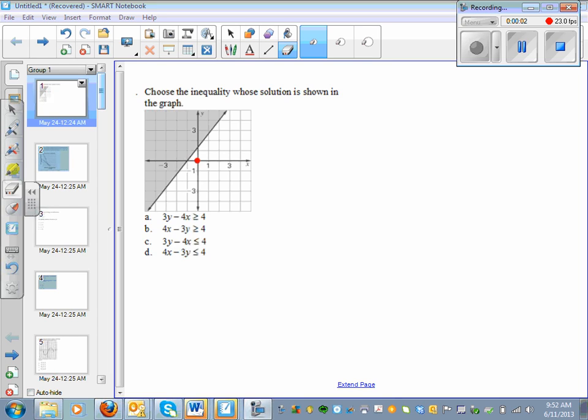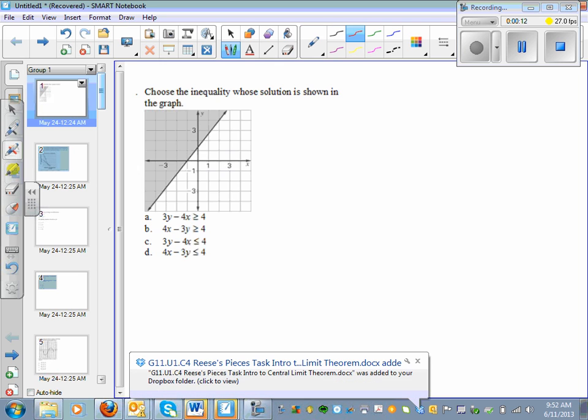All right, this is problem number 1 from your Algebra Section 2. We are going to choose the inequality whose solution is shown in the graph. And if you look at the graph right here, there's an inequality. The first thing that I notice is that this has x and y reversed.